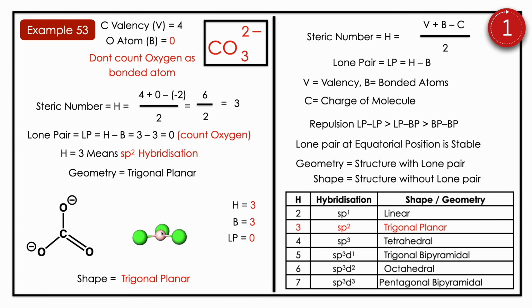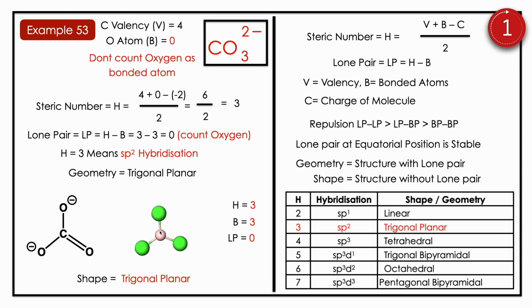Then example 53, CO3 2 minus. Carbon is the central metal atom. Valency is 4. Oxygen you should not count for H, which is 0. So if you substitute in our formula, H equals (4 plus 0 minus of minus 2) whole divided by 2, which gives 6 by 2 gives 3.